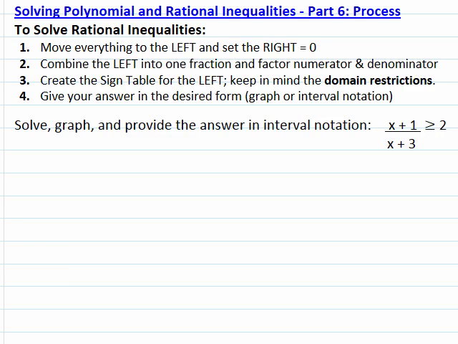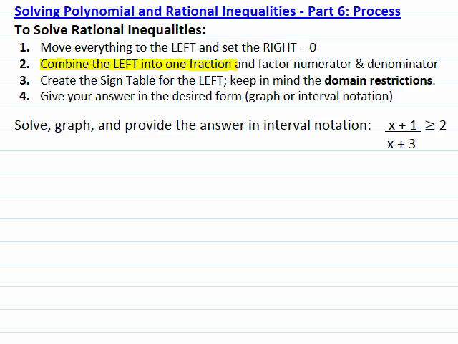To the 6th lesson on how to solve polynomial and rational inequalities. In this lesson we will focus on solving rational inequalities that are not in factored form. The steps for solving are to first move everything to the left and set the right equal to 0. Then to combine the left into one fraction. So this is going to require that we can add or subtract fractions.